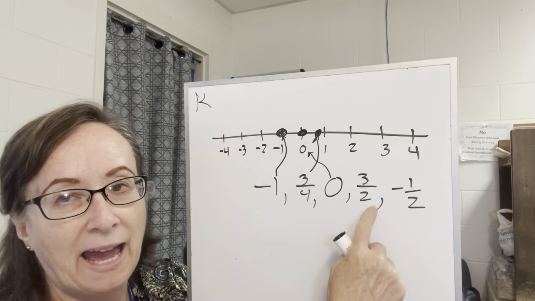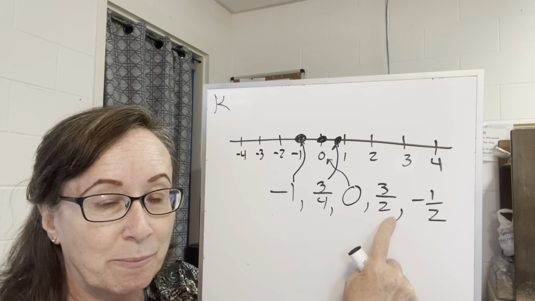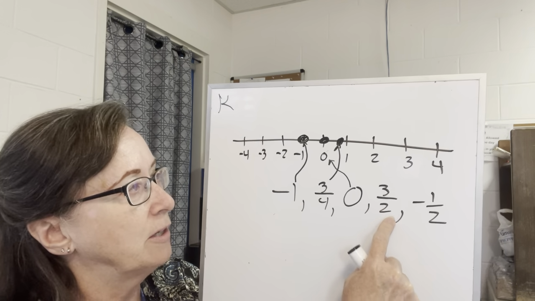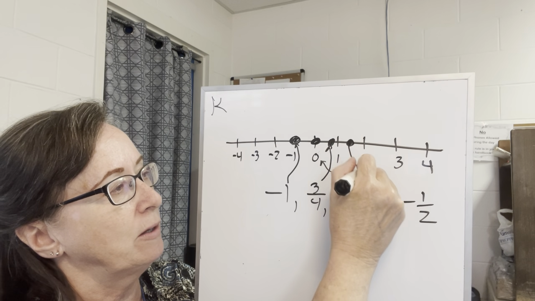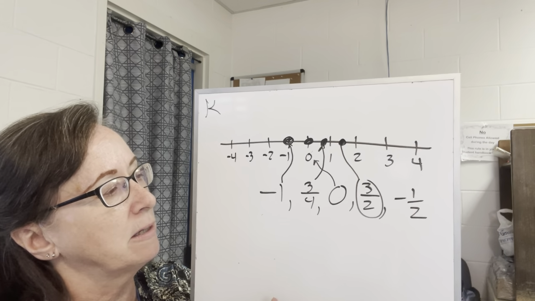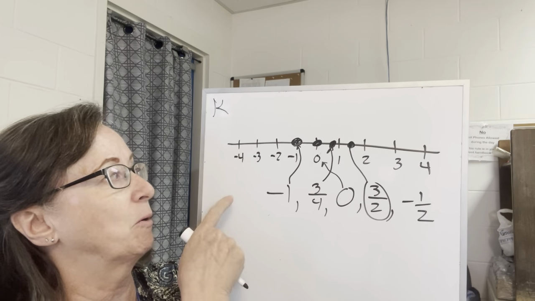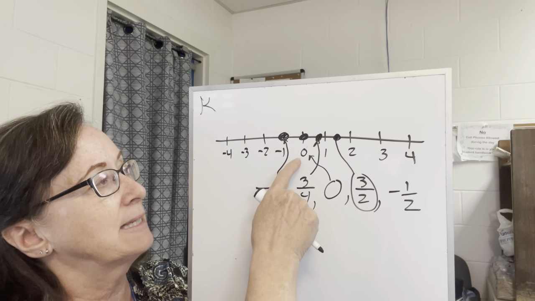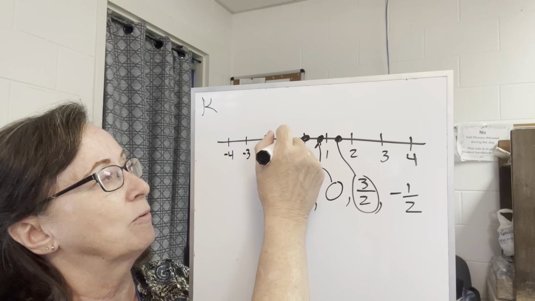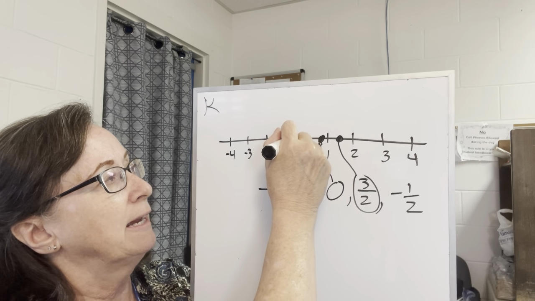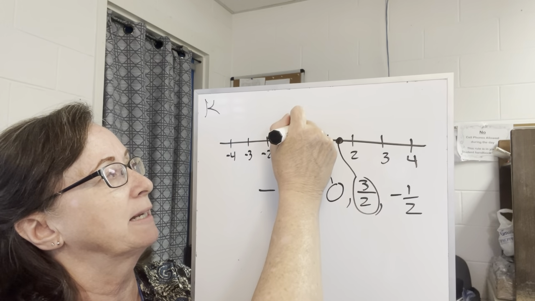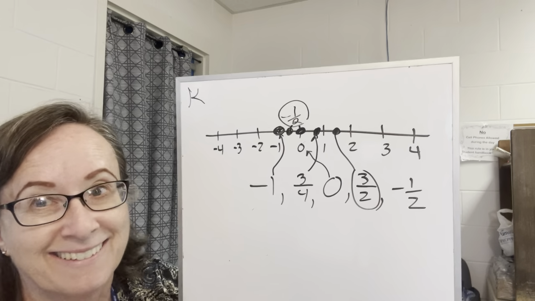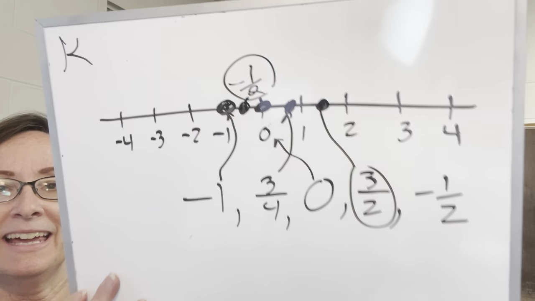Okay, 3/2, if I make it a mixed number, is 1.5. So it's going to be right in between 1 and 2. That's 3/2. -1/2 is going to be way over here. It is in between 0 and -1. So it's too far away to draw it. So we'll just label it. -1/2 is right there. Okay, can you see that?